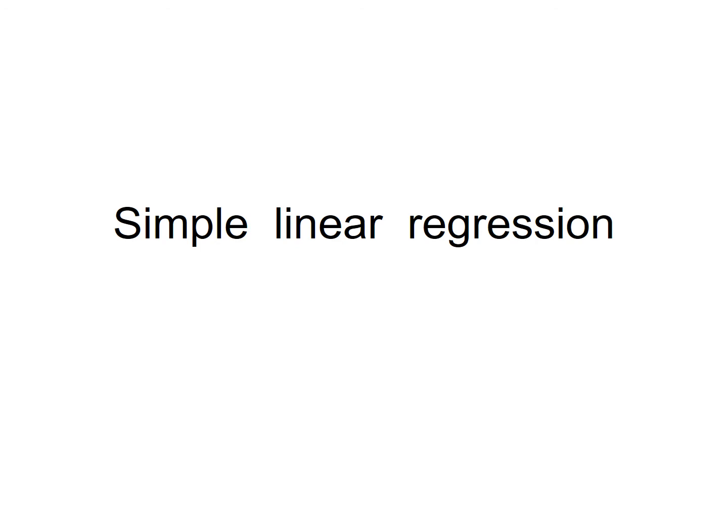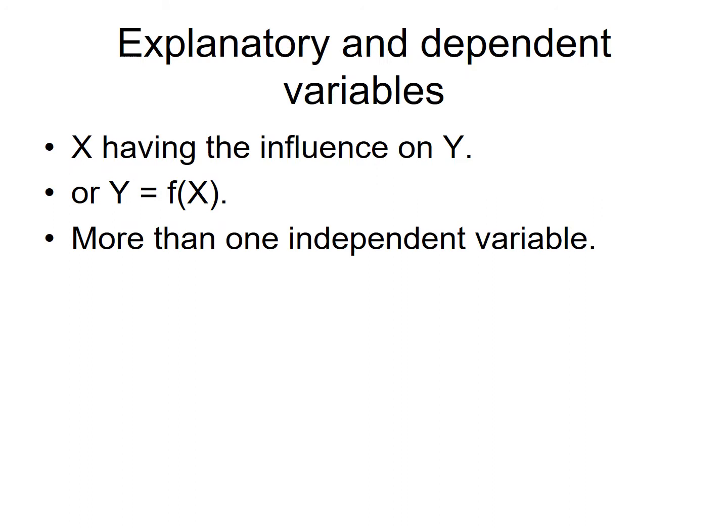Anyway, this is taking one independent variable and its influence or effect on one dependent variable. So we have explanatory and dependent variables, just like in the modeling handout where we had exogenous and endogenous. We have x, the independent variable, having the influence on y, or y equals a function of x. What we can do with regression is take multiple independent variables and put them all in the same model. That's the benefit of doing a regression, so you can have more than one independent variable.